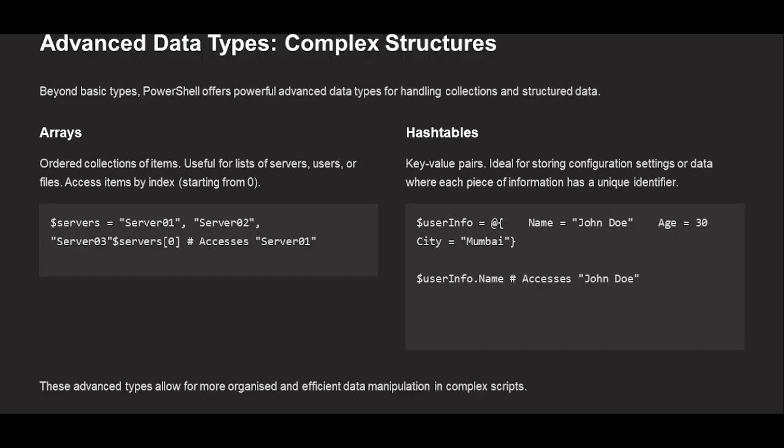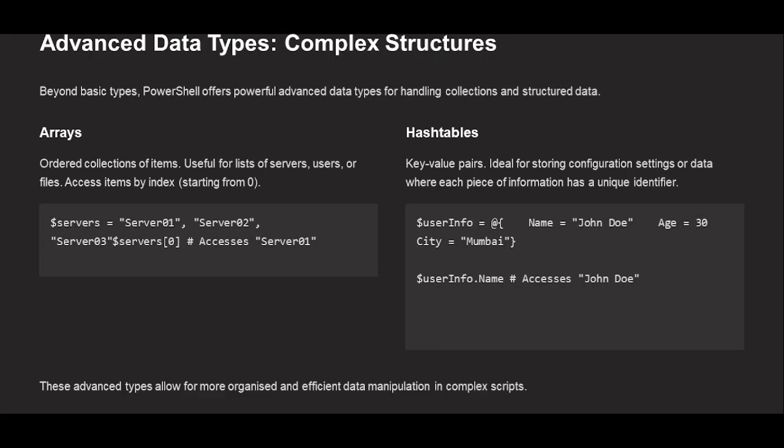Another data type is hash table. In some other languages we also call this a dictionary. It stores values in key-value pairs. Each item has one key and that key has its value. For example, here I am storing user info in this hash table variable: name = John, age = 30, and city = Mumbai. It means this variable has multiple properties. Each property has its name, its age, and its city.